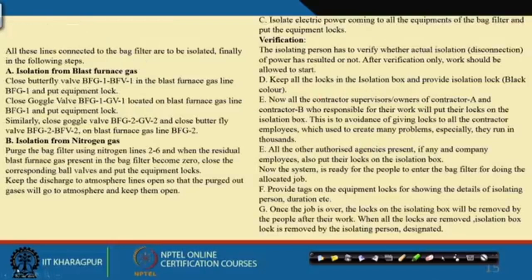So, I have written the sequence, how the valves are to be closed. The lines have been given names: blast furnace gas line 1, this valve you have to close; blast furnace gas line goggle valve you have to close; blast furnace gas 2, you have to close this; then how to do the nitrogen closing.